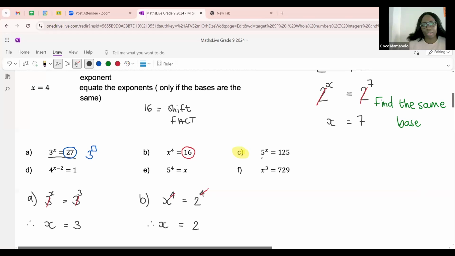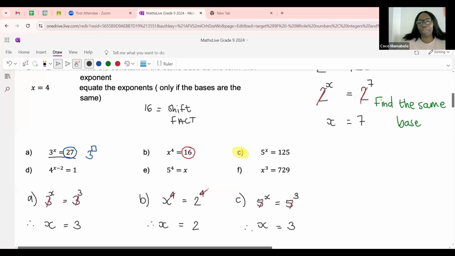So for C, I know I can write 5 to the power of x. And if I'm not sure how 125 needs to be written, I can just do 125 equals shift fact. So I know 125 is going to come out as 5 to the power of 3. Now, as soon as my bases are the same, I can drop them. I can drop that one and I can drop that one. And then my answer is going to be x is equal to 3. There we go. Well done.